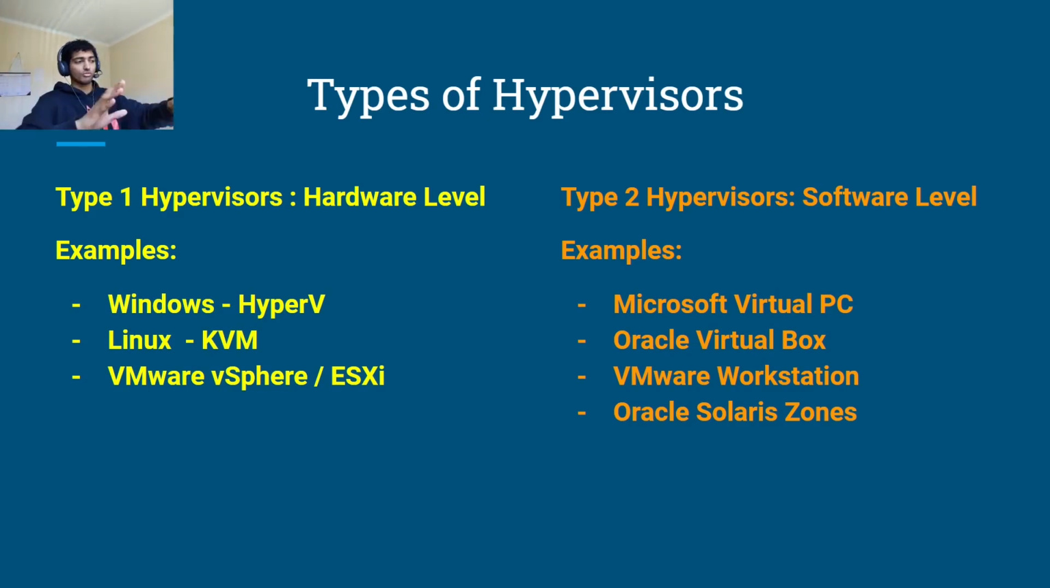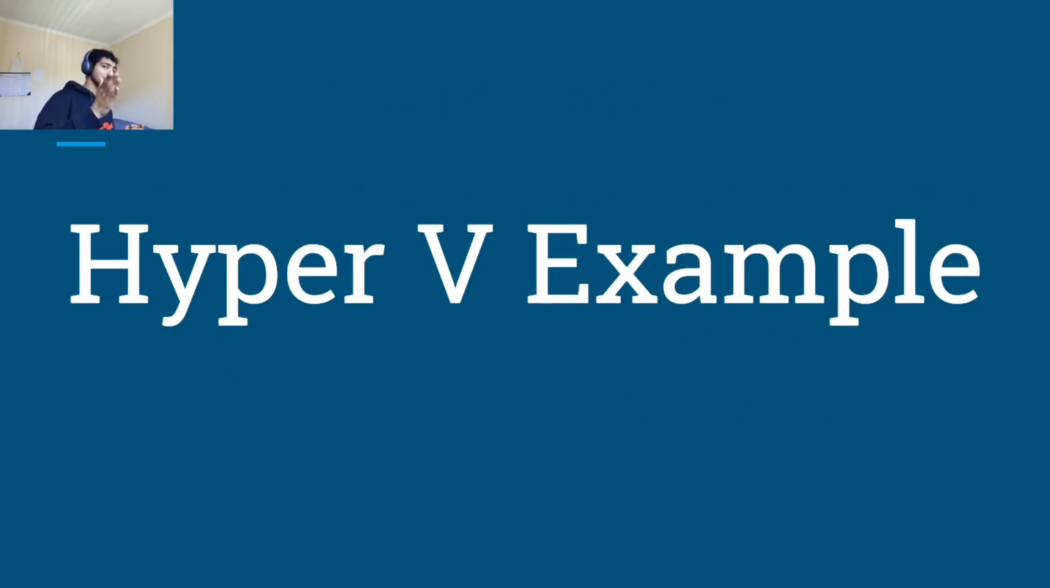And then there's a lot of other benefits that I like about Linux KVM, but that's just there. And then you have hypervisors from VMware and stuff like that. They're cool too. Type 2 hypervisors are based on a software level. You have Microsoft Virtual PC, VirtualBox, and all that stuff. That's just an example. Now we'll quickly do a Hyper-V example on this PC. Just look at what it looks like.